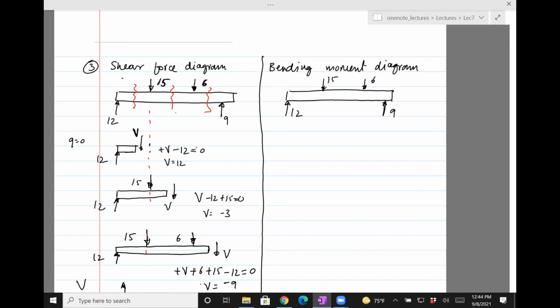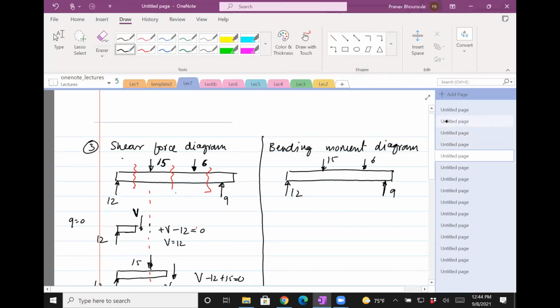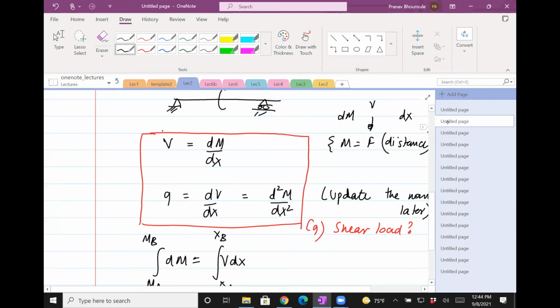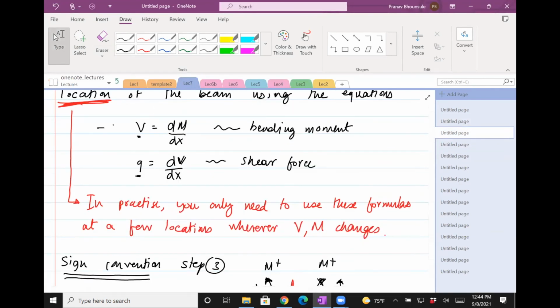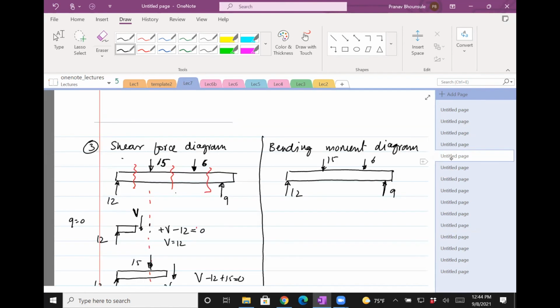Okay, the philosophy is the same. That is, instead of drawing this for every location, you strategically draw it wherever the shear force changes. So let's look at this equation here. We're going to use this equation wherever those locations are determined, wherever V changes. What is V? V is the shear force, and shear force is on the left side of this figure.